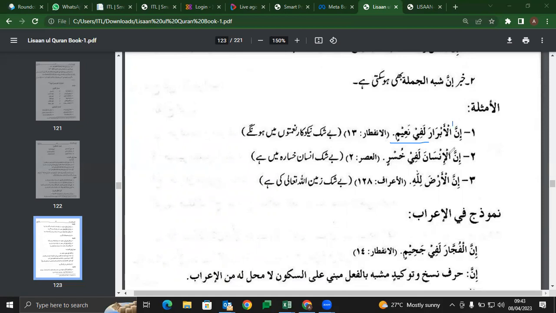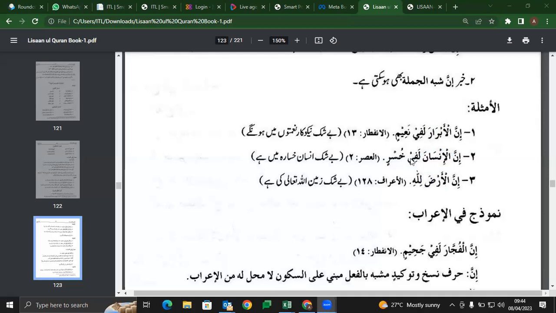So you start with inna, and then of course the word coming after inna has to be mansoob, right? And after the word that is mansoob, you have a shibhu jumla. This is the khabar. So in other words, the khabar can also be a shibhu jumla. Lafi na'im, lafi khusr. Yes, lafi khusr is the khabar, and then the word coming after inna is mansoob. Innal insana, innal abrara. Innal arda, this is mansoob. Lillahi, what is lillahi? It is khabar.